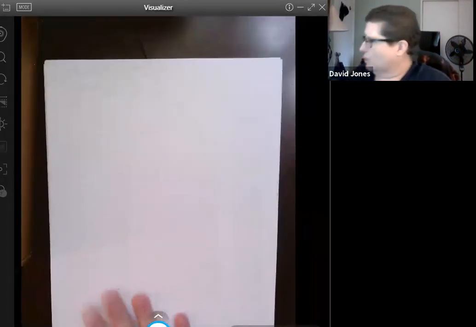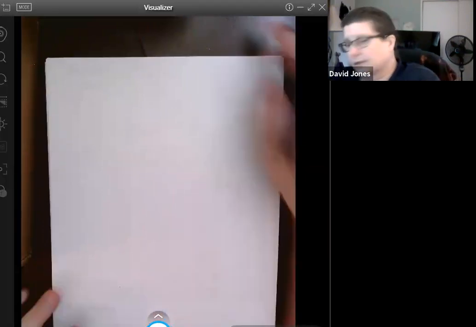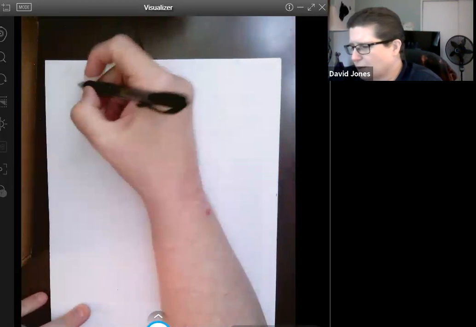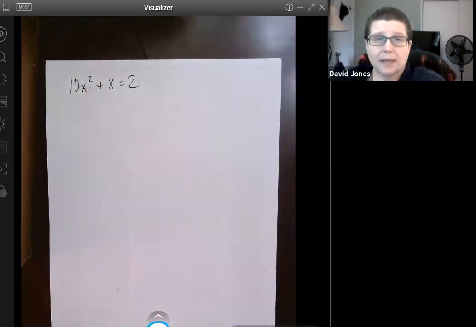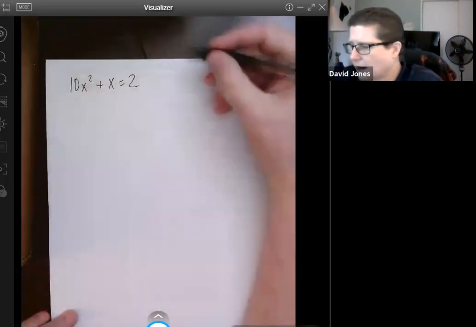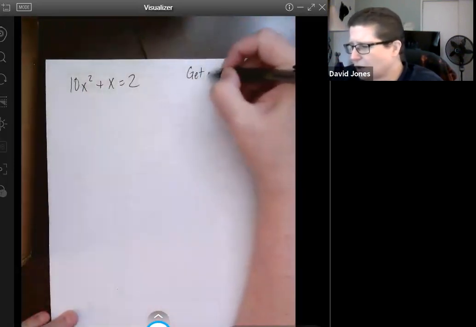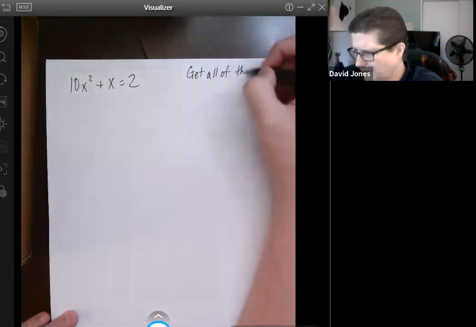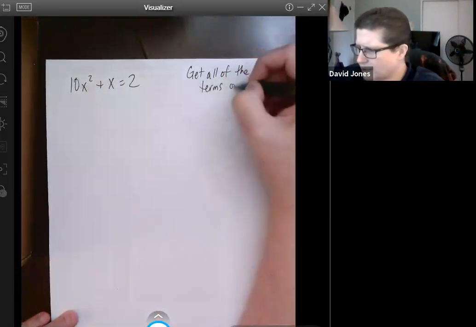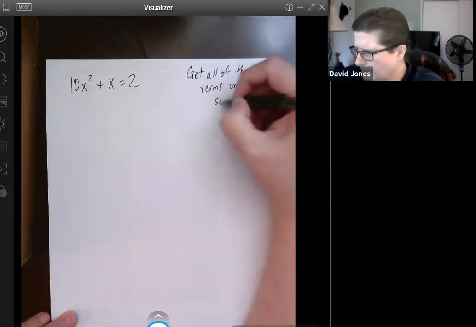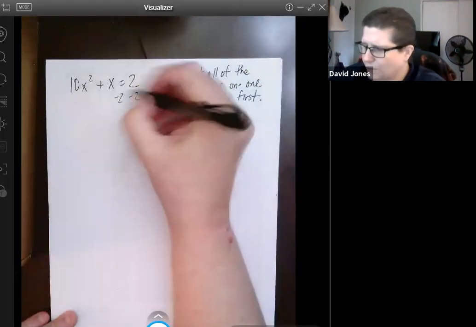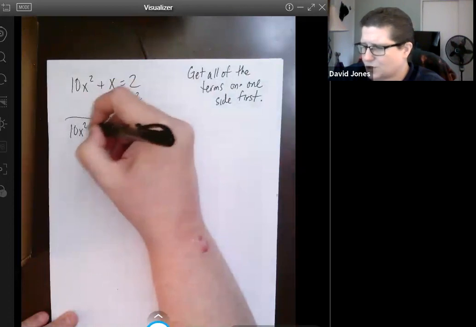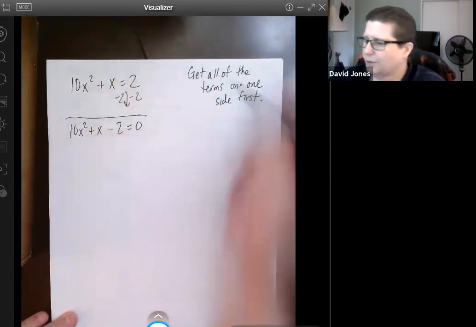Let's do another one. Let's make it a little more complicated, kick it up a notch. I'm going to have 10x squared plus x equals 2. If one side does not equal 0, get all of the terms on one side first. I'll do that by subtracting 2 from both sides. And I get 10x squared plus x minus 2 equals 0.